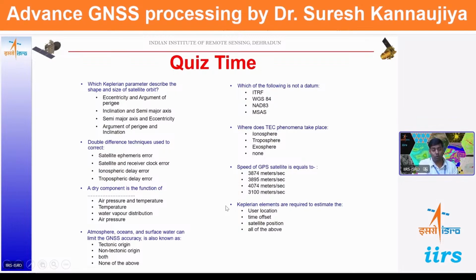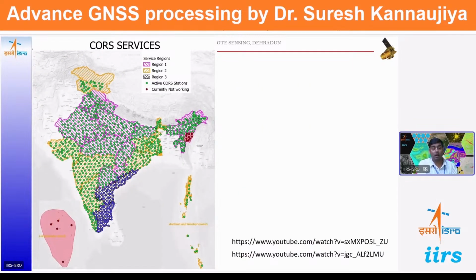Now I will briefly, quickly discuss the case study. I have only 15 minutes left. So these are the GNSS stations installed by the Survey of India all around the Indian territory. You can see that it is almost 1,000-plus stations.